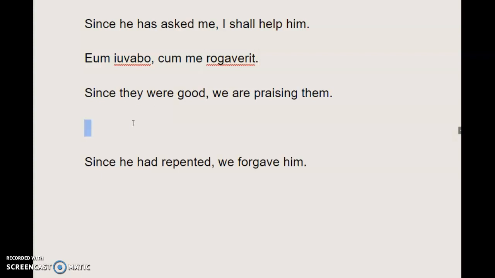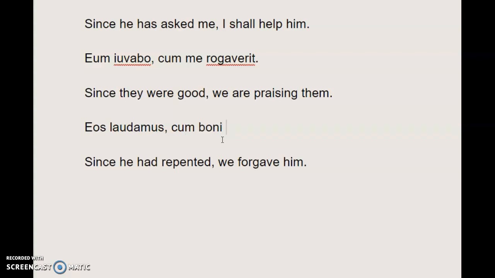Next sentence: since they were good, there's our cum clause, we are praising them, main clause. So let's start with our main clause. We are praising them, an action that is currently happening now. So present tense. To praise, laudo, but we are, laudamus, we are praising them, eos. Eos laudamus. We're going to assume our them here is masculine, but if you put eos, I'd mark it fine. All right, we are praising them since or because they were good. Well, we're assuming they're masculine, so we'll keep that as boni.